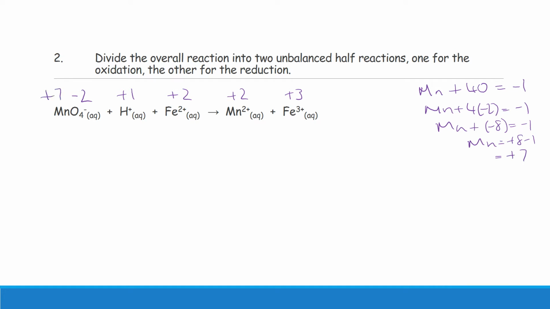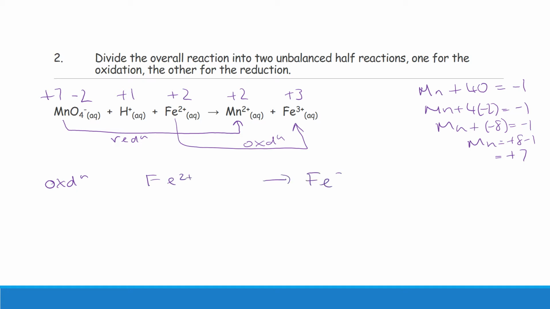Now I can see quite clearly here that the manganese in the permanganate has undergone reduction because it's gone from +7 to +2. And the iron 2 has undergone oxidation because it's gone from +2 to +3. So I can now break it up into my two half reactions, one for oxidation, and that's Fe2+ goes to Fe3+, and one for reduction, and that is permanganate goes to Mn2+.